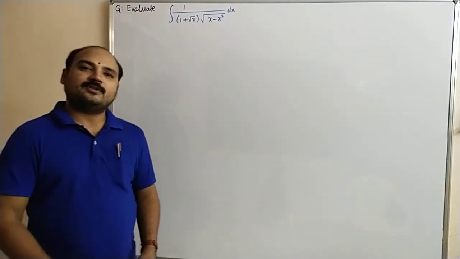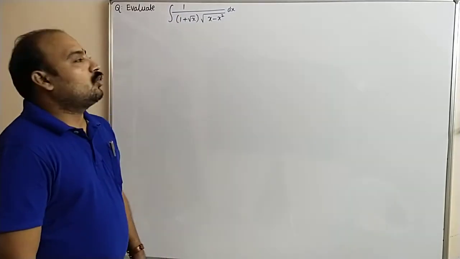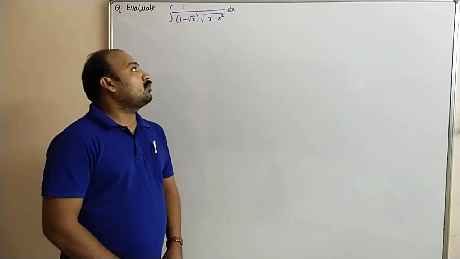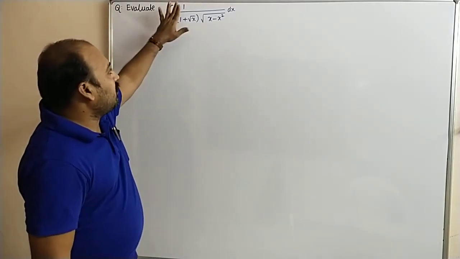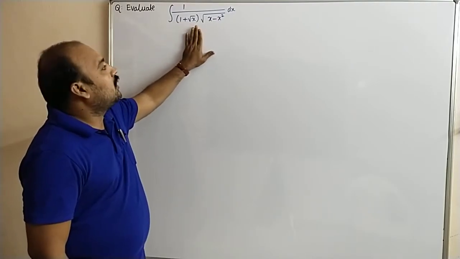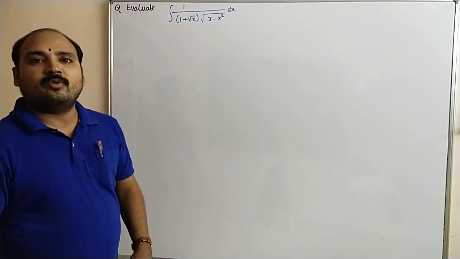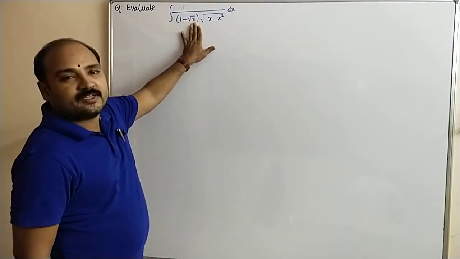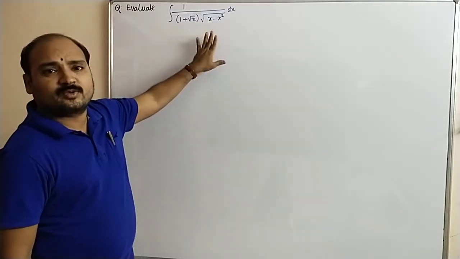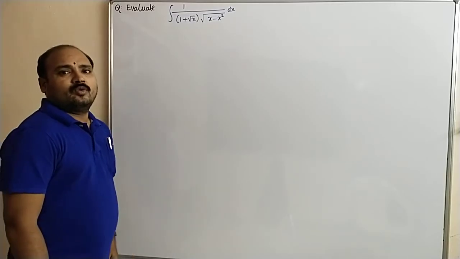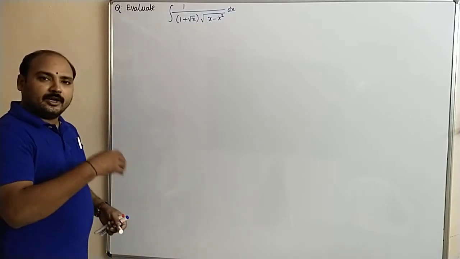The next question, dear students. Evaluate the integral 1 by 1 plus root x into square root of x minus x square. Generally, integral 1 by linear function, under root of quadratic expression, some method we will apply. But here 1 plus root x is there, and here x minus x square is there. How to do that? First, we have to simplify and make it into that form.